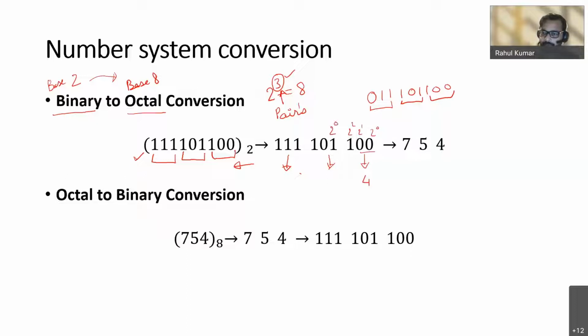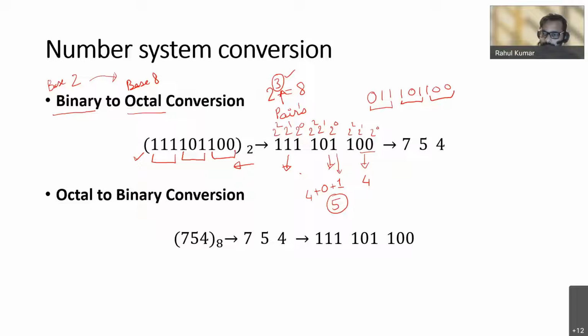Similarly 2 to the power 0, 2 to the power 1, 2 to the power 2. So this will come out to be 2 to the power 0 is 1 multiplied by 1, it is 1. The second will be 0, plus 2 to the power 2 multiplied by 1, it will be 4. So 4 plus 1 is 5. And the same way you can convert the third pair.